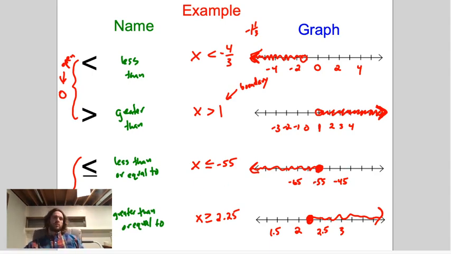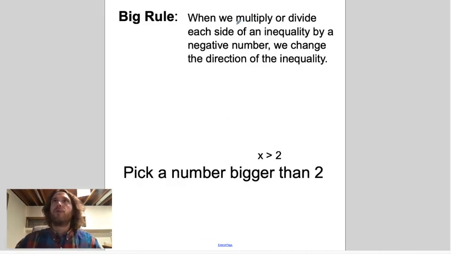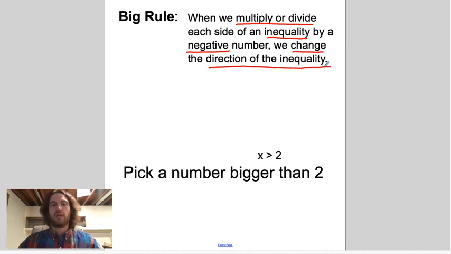Okay, cool. Let's do some examples. So when you're solving, you're going to need to remember this rule. I'd like to give a brief explanation for why that works. But the rule is, when we multiply or divide, those are the key words, when you multiply each side of an inequality by a negative number, we must change the direction of the inequality. I'm going to solve one first, and then we're going to come back and I'm going to explain why.